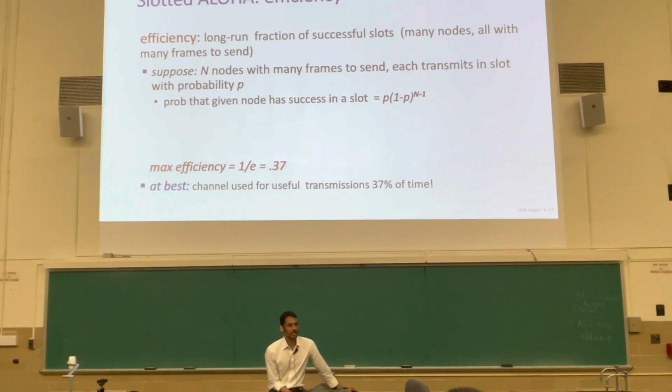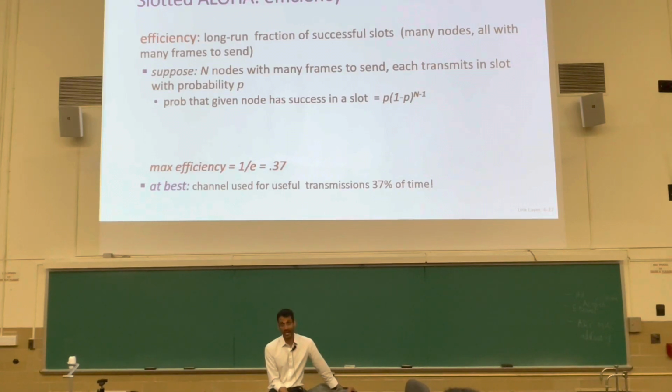What is the probability that some node is successful in a given slot? This is the probability that node 7 is successful in a given slot. What is the probability that just any node, node 7 or node 6 or just any node, is successful in a given slot? Yeah, you multiply that by n because it's a union of a certain number of events.